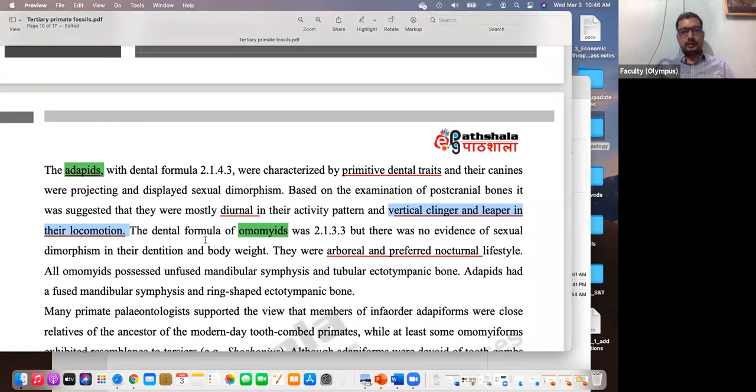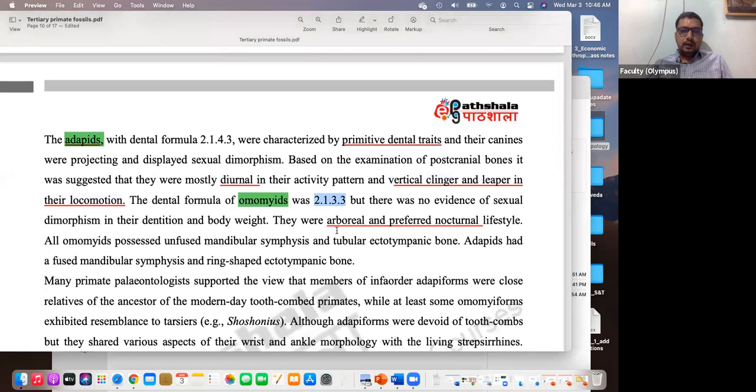Whereas Homomoids were slightly different. They had a dental formula of 2133. So 2143 for Adapids, 2133 for Homomoids. Basically, premolars were only 3 here, while premolars there were 4. So the number of premolars was different in the quarter of the jaw. And these were nocturnal. The Adapids were diurnal, these are nocturnal. So they were active at night time.